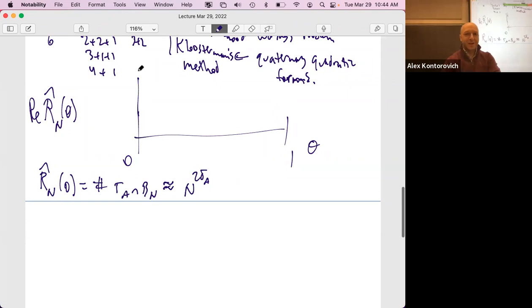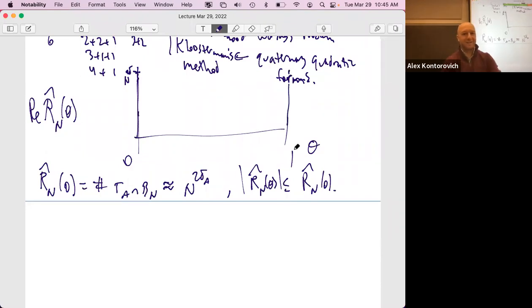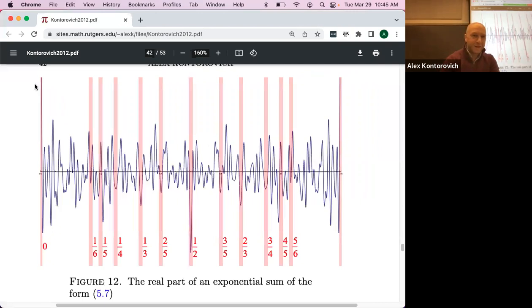Okay, so that's here. We're going all the way up to n to the 2 delta. This huge spike. Exactly. And by the way, every value of theta, just by the triangle inequality, is no bigger than the value at 0. So that's the biggest it'll ever get, and it'll return there at 1. Okay, so that big spike is even off the charts, and it returns to that big spike there.